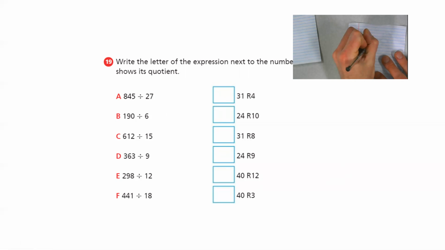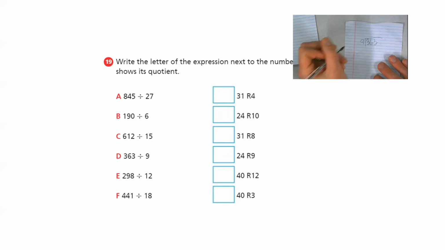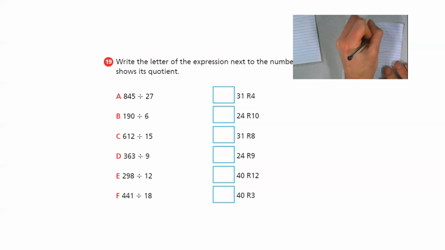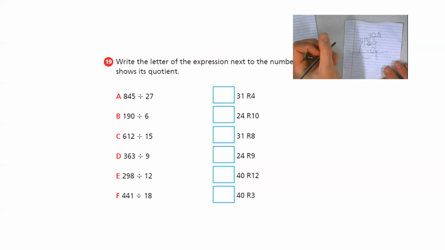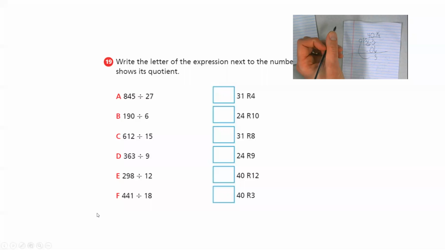363 divided by 9. How many 9s go into 36? 4. Anything left over? Nope. There's nothing left over. Add 3 to nothing. It cannot go in. Answer is 40 and 3/9, or 40 remainder 3. Boom. Down here. That was easy.